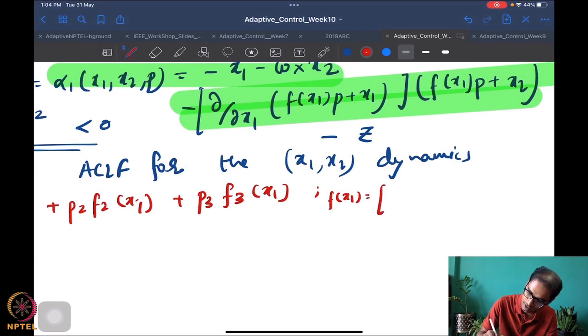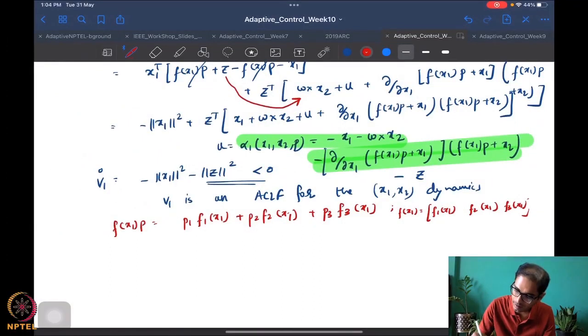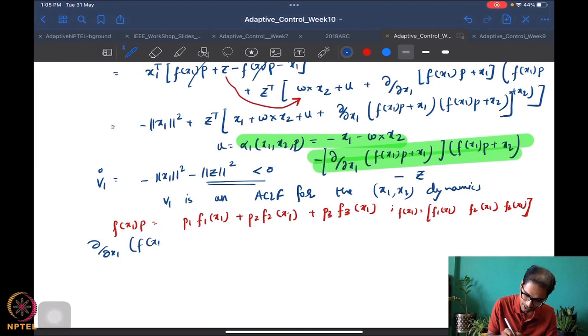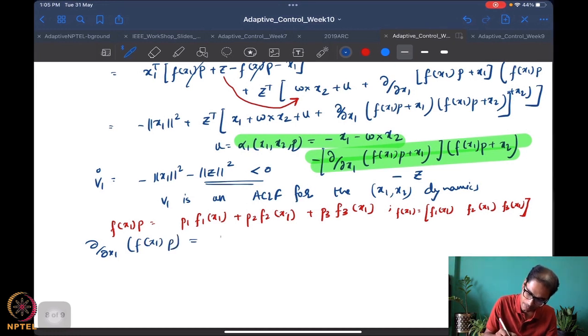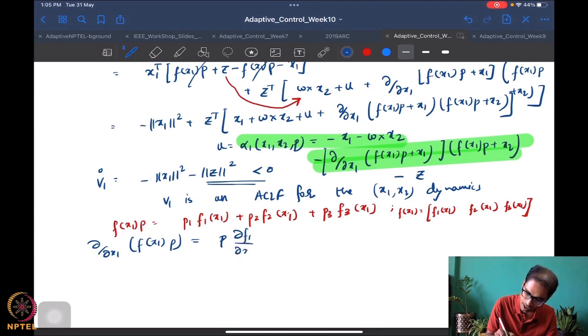Fx1 is being written as f1 x1, f2 x1 and f3 x1, basically the three columns, and p1 p2 p3 are the three parameters, right? And now if I take a partial of this, so del x1 of f x1 p is going to be p1 del f1 del x1 plus p2 del f2 del x1 plus p3 del f3 del x1.